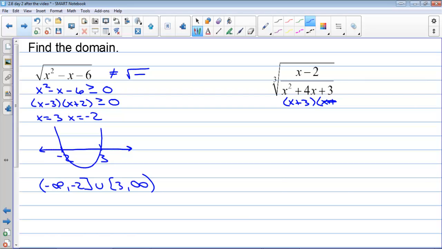Now, since I don't care whether it's positive or negative, I don't have to do a number line here because the domain is negative infinity to negative 3, union with negative 3 to negative 1, union with negative 1 to infinity. So on this one, because it's the third root, I just have to skip over what makes the denominator 0. Now, if that was a square root or a fourth root or a sixth root, I'd have to go through the whole process. So I wanted to show an odd one as well. Those are a little easier.